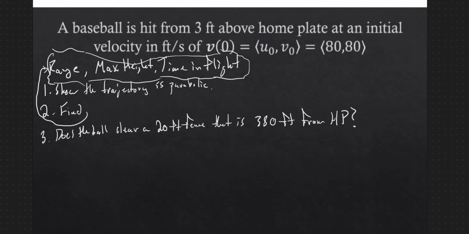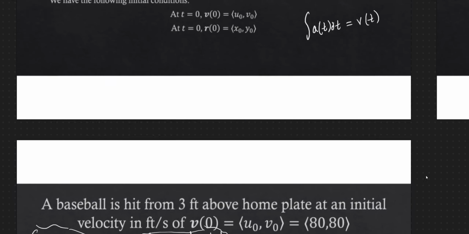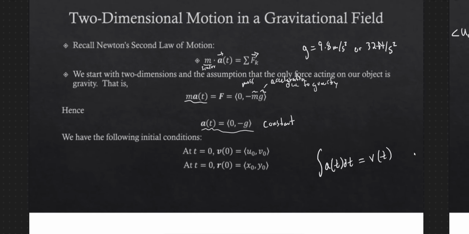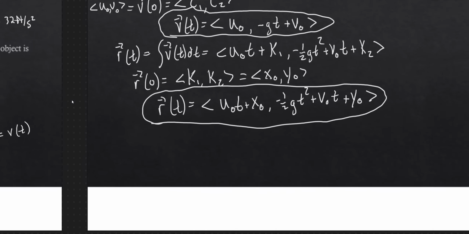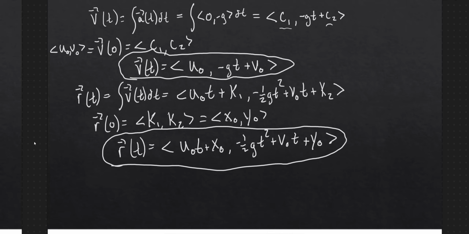Hello, and welcome back. In this video, we're working through an example of two-dimensional motion in a gravitational field. So this is a follow-up of the last video where we worked out some general equations under the assumptions that the only force acting on our object is gravity, and with initial velocity u naught, v naught and initial position x naught, y naught. And we recovered these equations for position and for velocity.